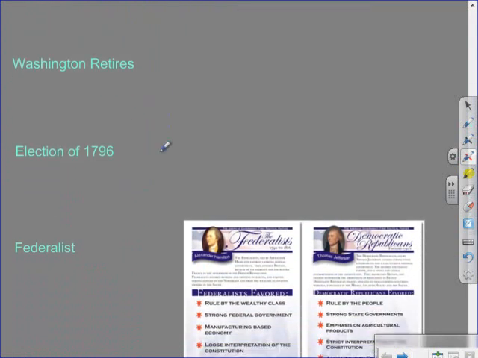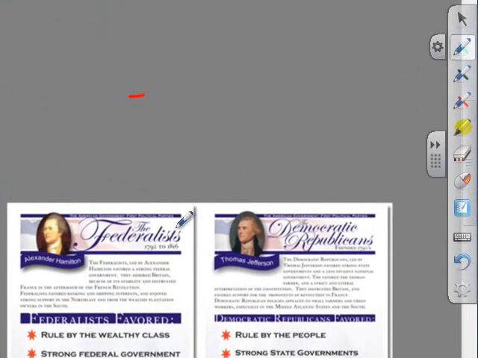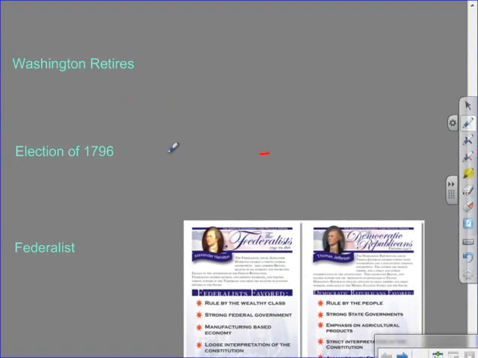Now, George Washington is the president at the time that this is all happening, but at the end of his second term, he decides that he wants to retire. Now, the important thing to look at when we look at Washington retiring is his farewell speech, or his address at the end that talks about things that he would like the United States to do. This is all outlined on page 328. And he talks about staying neutral in world affairs.